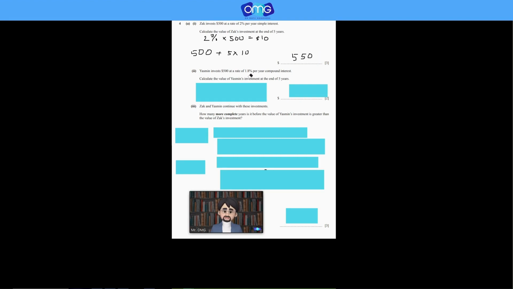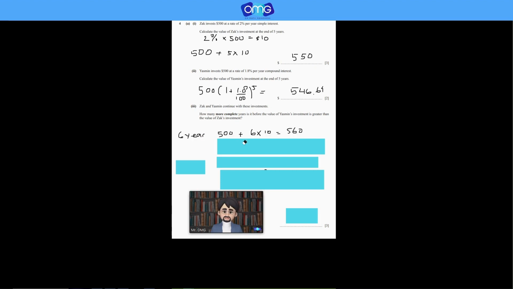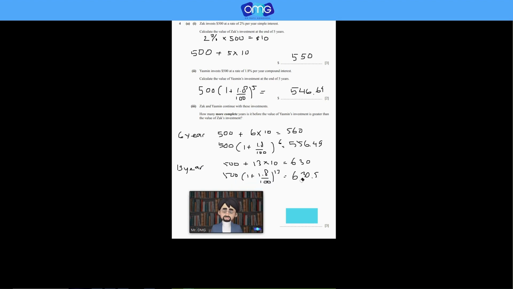Whereas this is Yasmin, 1.8%. However, this is compound interest. So we use a different formula, which is 500 times 1 plus 1.8% to the power of 5, which gives 546.64. How many complete years? So Yasmin's compound interest is greater than Zach's. After 6 years, it still seems smaller, right? Look at this, we use the formula. However, if we continue the calculations, after 13 years, that will be greater. So the answer will be 13 years, and that's the answer.